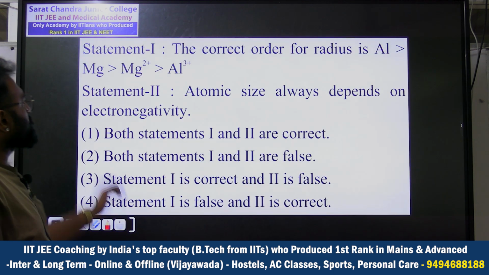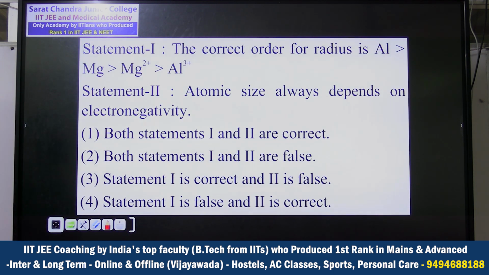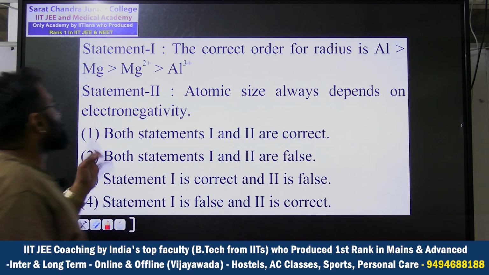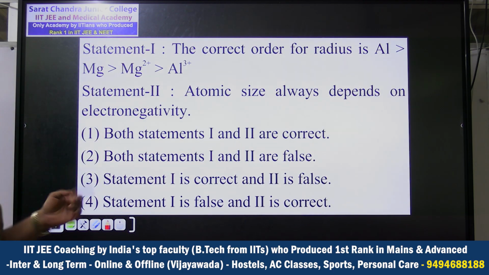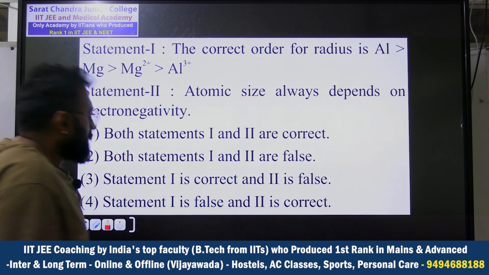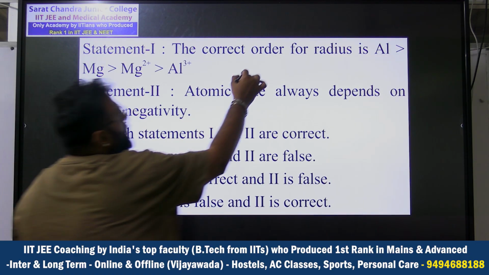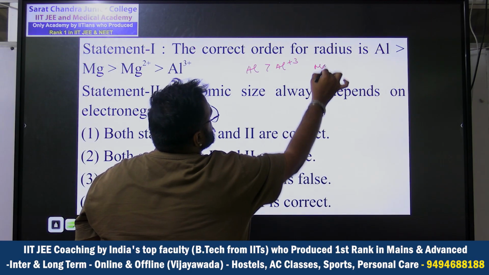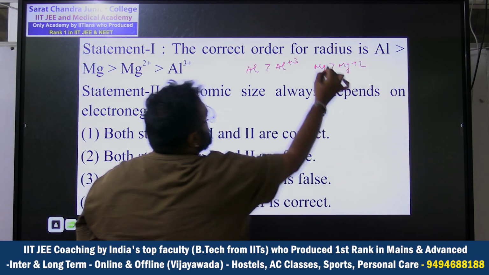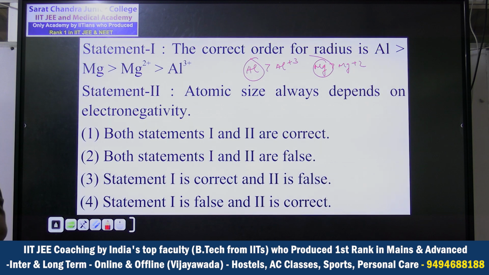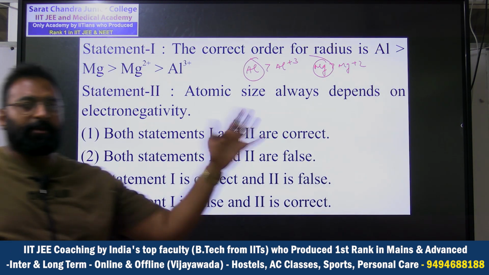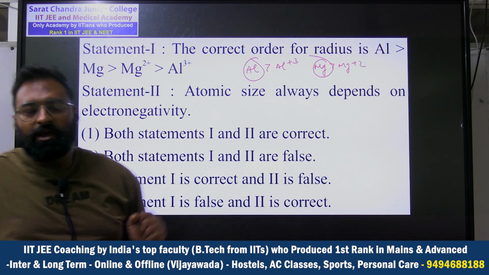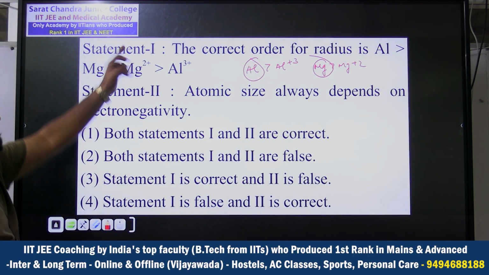Okay, chalo, let us solve the next question. The correct order of radius of Al, Mg, Mg plus 2, Al plus 3. Atomic size always depends on electronegativity. So statement 2 is wrong. Why? Because aluminium is greater than Al plus 3, magnesium is greater than Mg plus 2, and magnesium will be greater than aluminium because left to right size decreases. So statement 1 is also wrong.